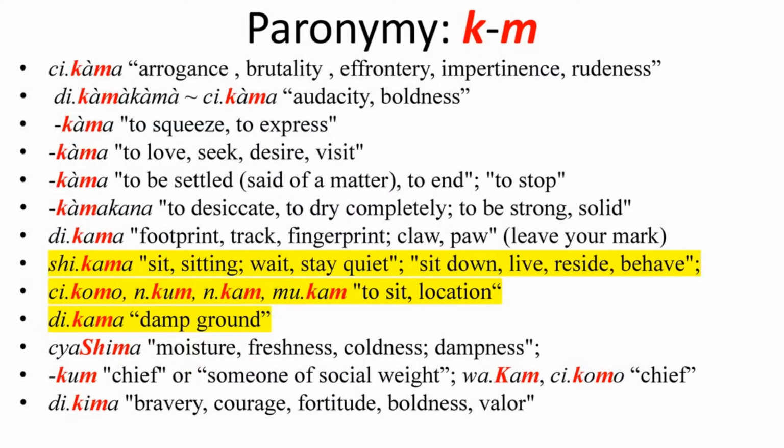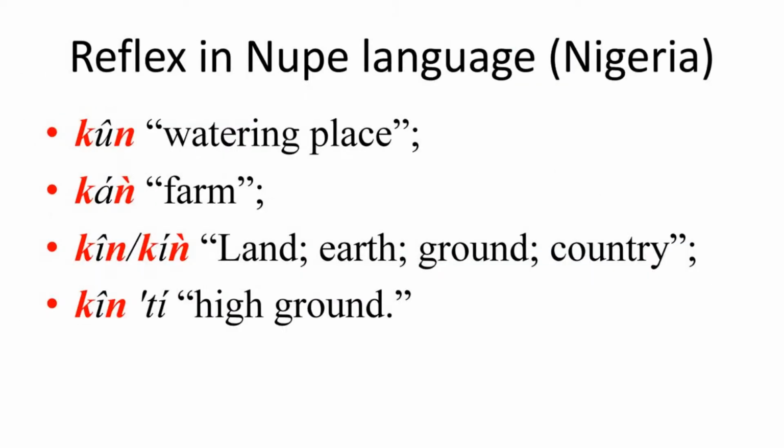And then we have a variant of this concept of wetness, moisture, and it's Chishima. The K has been palatalized to sh, and it means moisture, freshness, coldness, dampness, right? So you use the related languages to reaffirm certain arguments. And this is one of the ways in which we do it. So just like in the Nupe language, we have kum, watering place, but you change the vowel, kan, and we have farm. Kin, land, earth, ground, country.